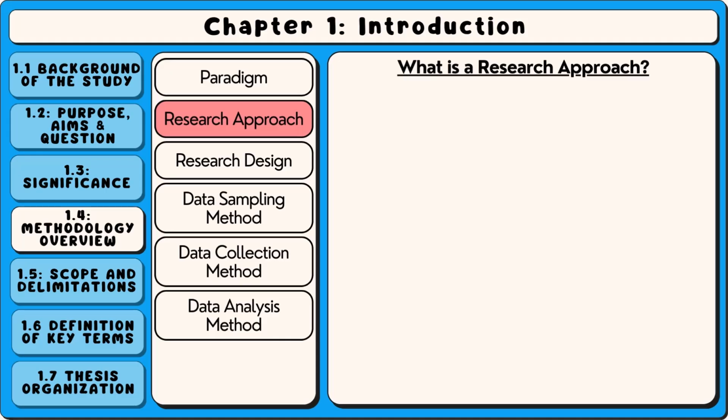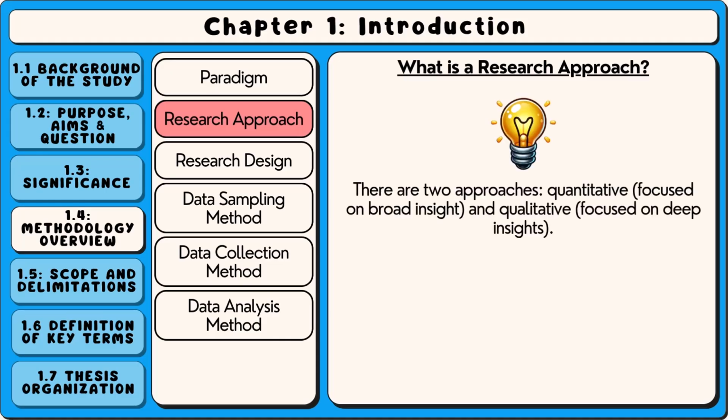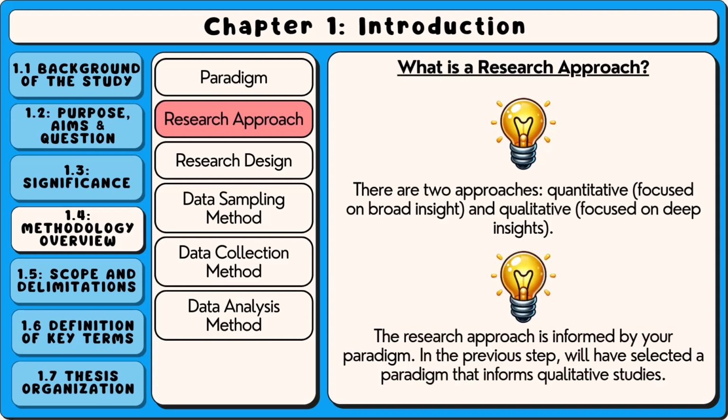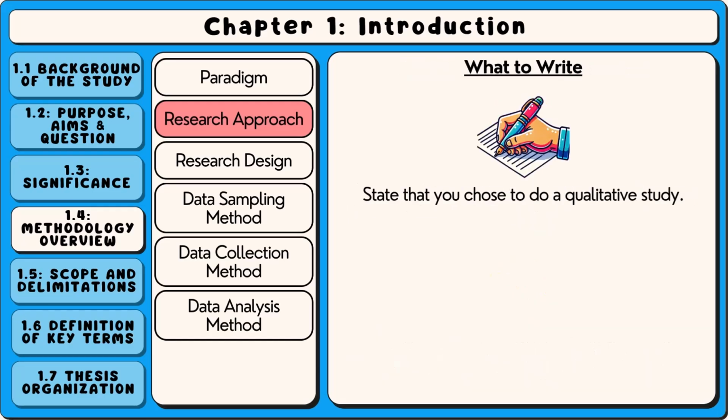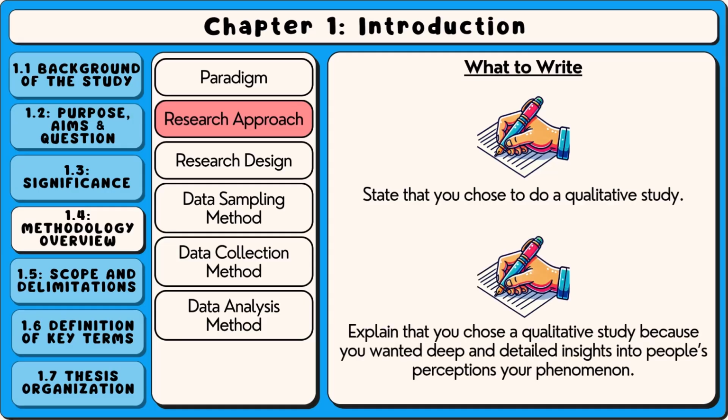Next, we have the research approach. There are 2 research approaches, quantitative, which is focused on broad insights, and qualitative, which is focused on deep insights. The research approach you select is informed by the paradigm that you selected in the previous step. In the previous step, we chose interpretivism, so we're going to be doing a qualitative study. So for your research approach, you can state that you chose to do a qualitative study and explain that you chose a qualitative study because you want deep and detailed insights into perceptions of your phenomenon.